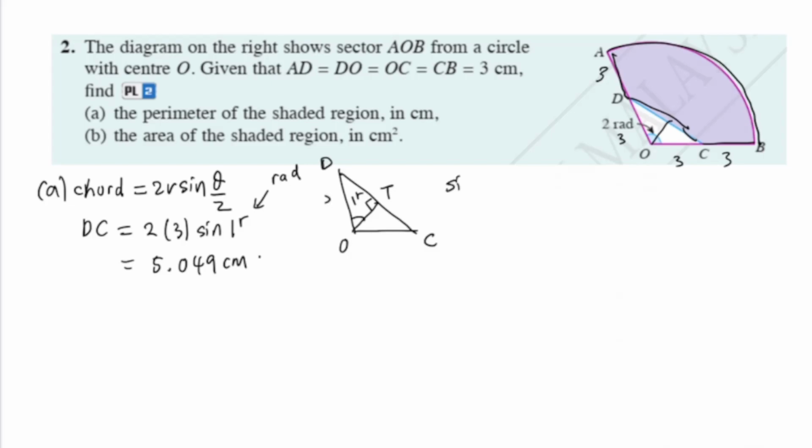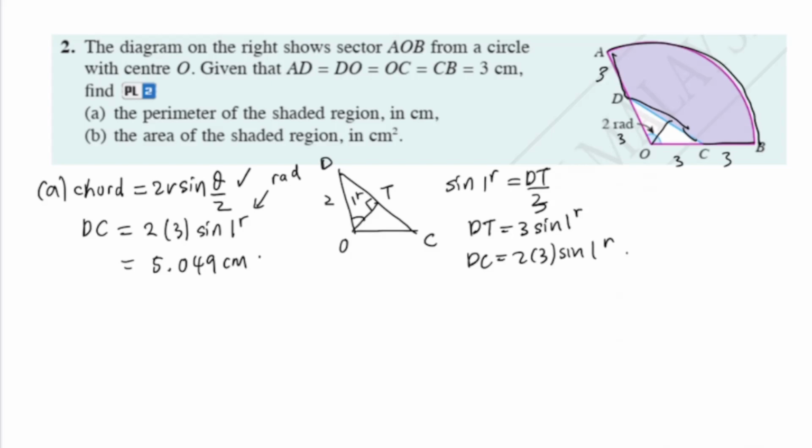If you use sine theta, in this case theta is 1 radian, you will get DT over 3, since your radius is 3. Multiplying over, DT is now 3 sine 1 radian. But we're not finding DT, we're finding DC. DC is twice of this. You notice it's actually the same as using this formula directly. So if you can remember the formula, it's faster: 2r sine theta over 2.